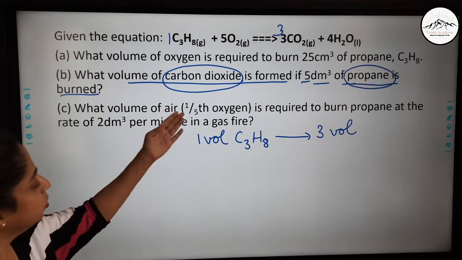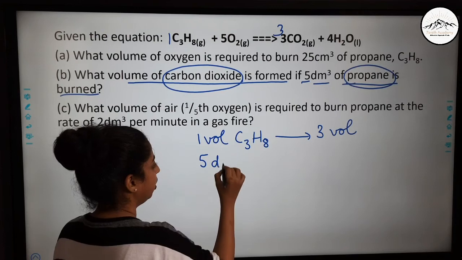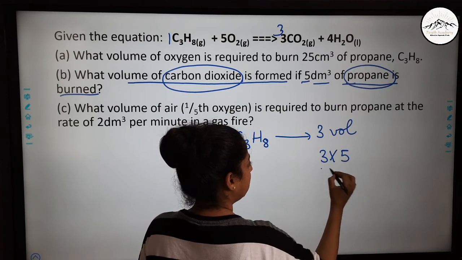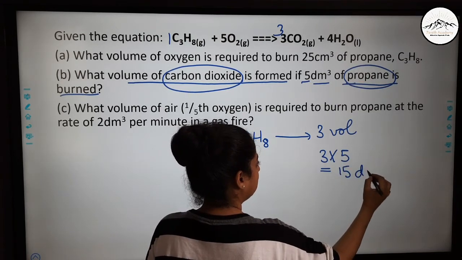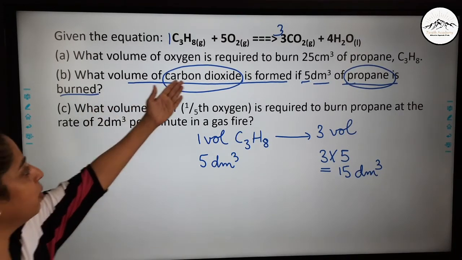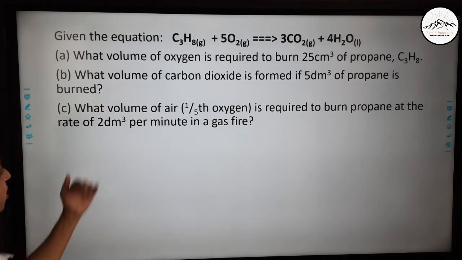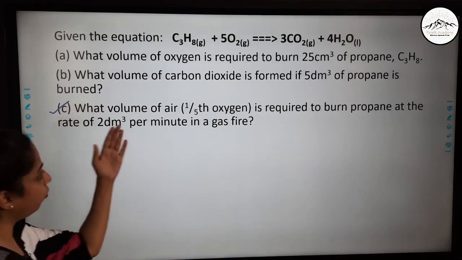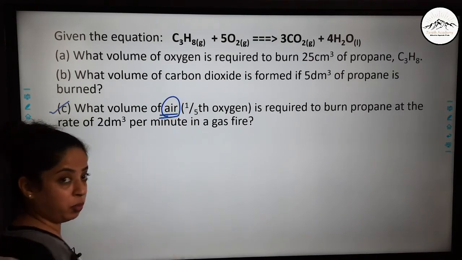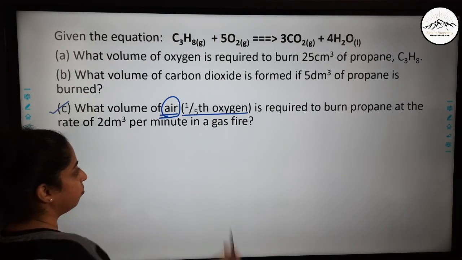Okay. So now if propane is taken 5 decimeter cube, then this will be 3 into 5, that is 15 decimeter cube. So here the answer is 15 decimeter cube of carbon dioxide is formed if 5 decimeter cube of propane is burnt. Now let's look at the last question. What volume of air? Now they are asking about air and not oxygen. You have to be very careful. So air is 1/5 of oxygen. They have given that in air 1/5 oxygen is present.